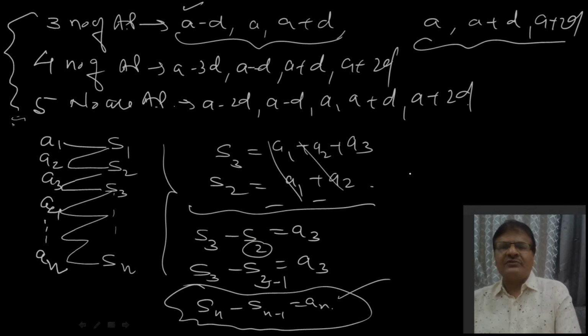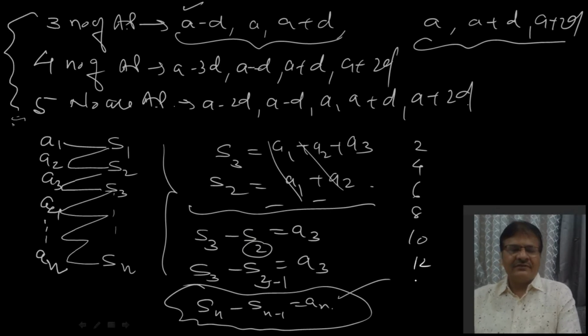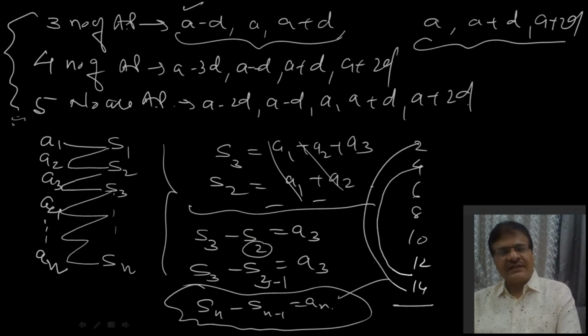One more thing I would like to share with you, that suppose there is an AP series 2, 4, 6, 8, 10, 12, 14. These terms are there. Now the sum of first and last term is what? 16. Sum of second and second last term, again 16. Sum of third and third last term, again 16.